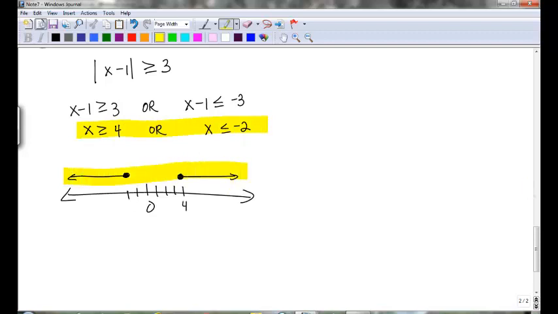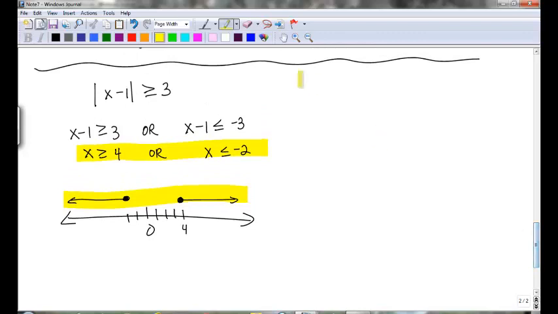Now, I'm not showing you the graph on the calculator. You can also graph it on the calculator. And basically what I would do on the calculator is in y sub 1, I'd put in the absolute value of x minus 1, and I would subtract the 3 over. And now you're basically saying, where is that graph greater than or equal to 0? So where is that graph above 0? Okay?